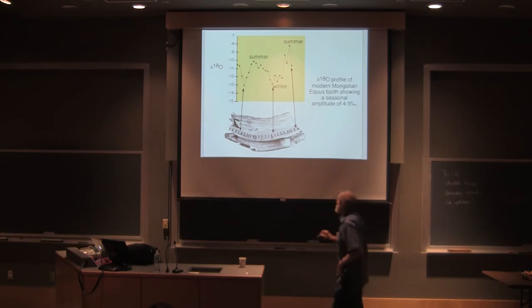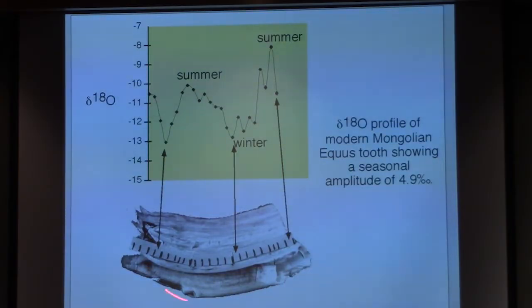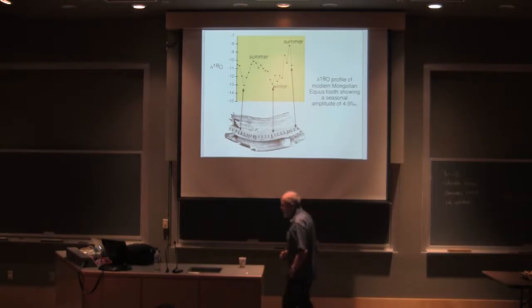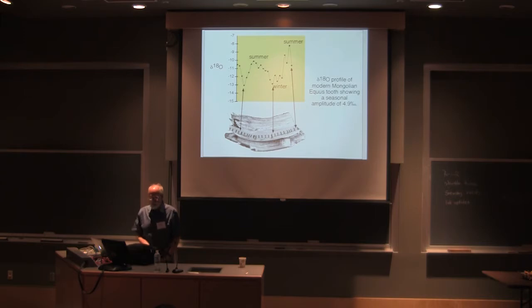This is just an early tooth, a horse tooth that we sampled just to see what it looked like. And you can see here's some seasonal signal, summer, winter, summer, winter, summer. And what is that telling us about seasonality? That's telling you the isotope value of the tooth that you sampled. Okay?